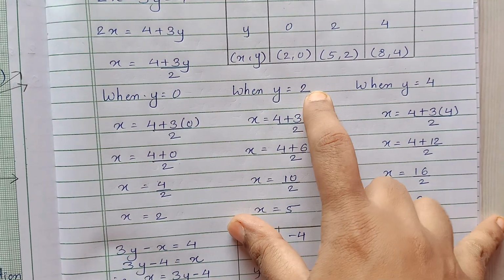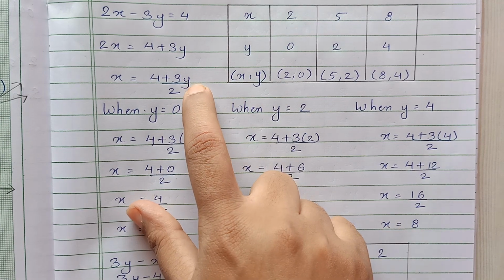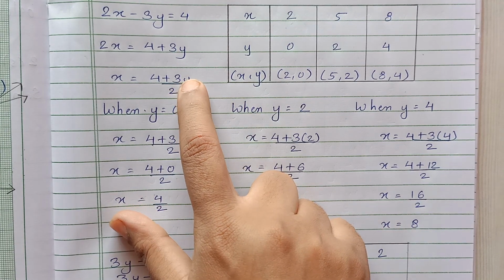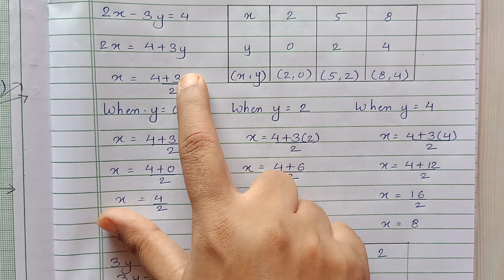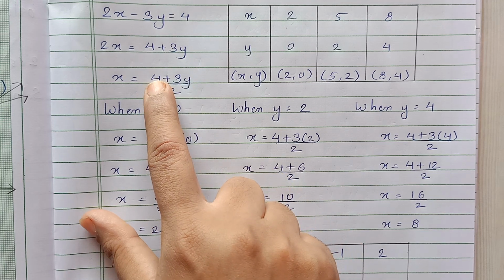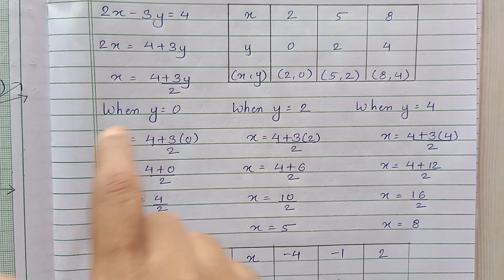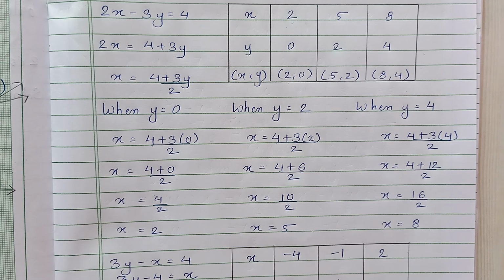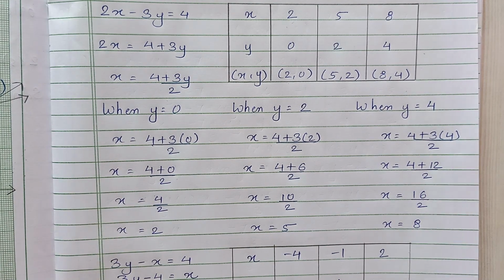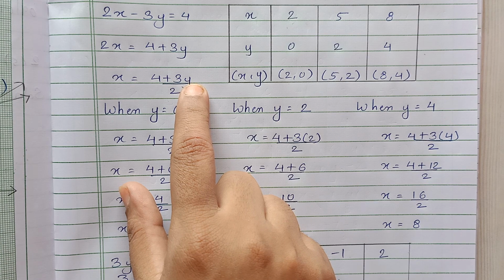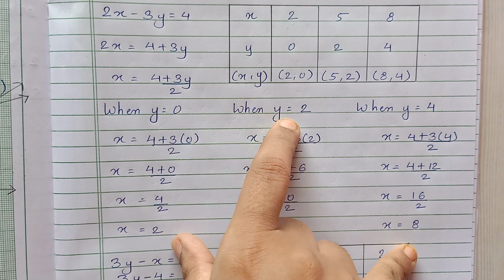Then the next value of y, if we suppose we take 1. If we take 1, then 3 ones are 3, and 3 plus 4 will give you the answer 7. 7 is not divisible by 2. So that's why we are not choosing the value of y as 1. Then we choose the next value of y as 2.